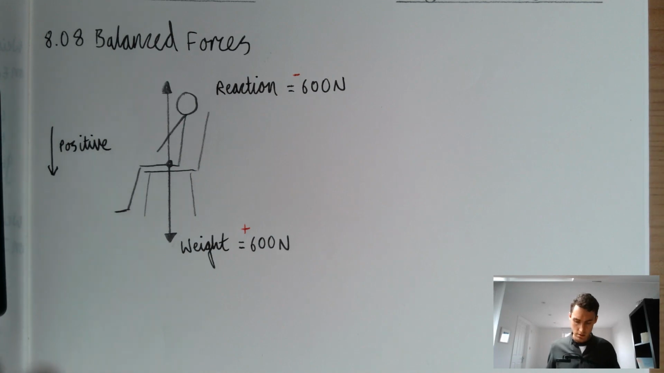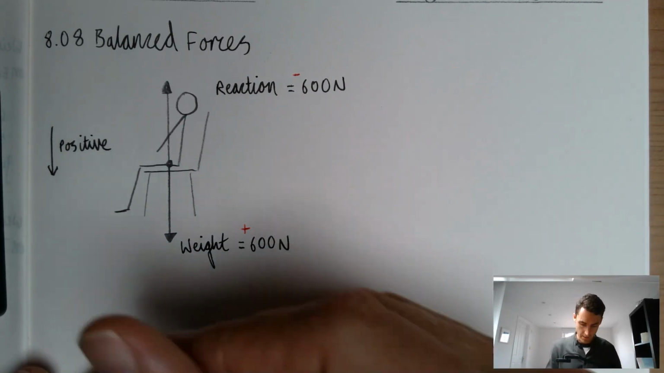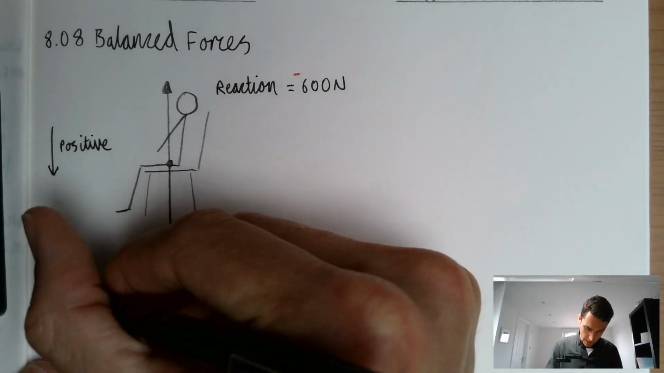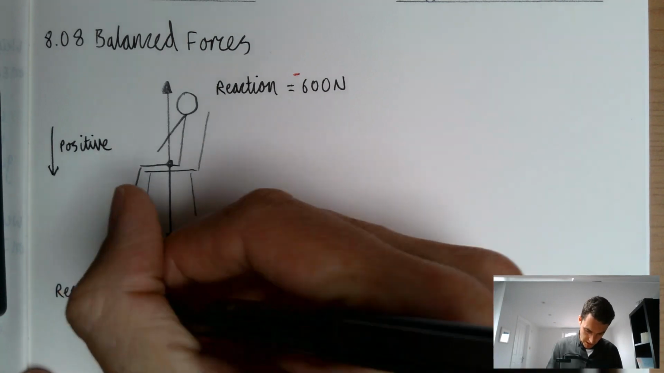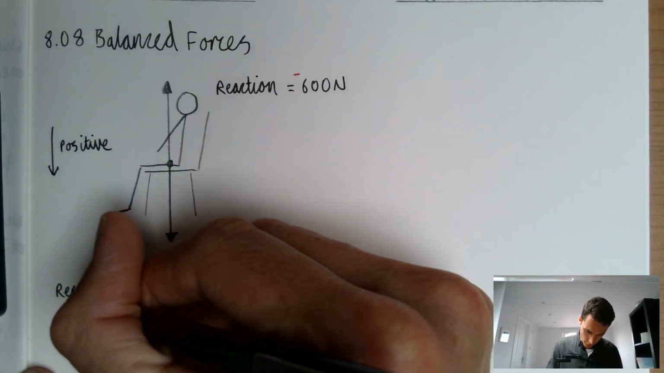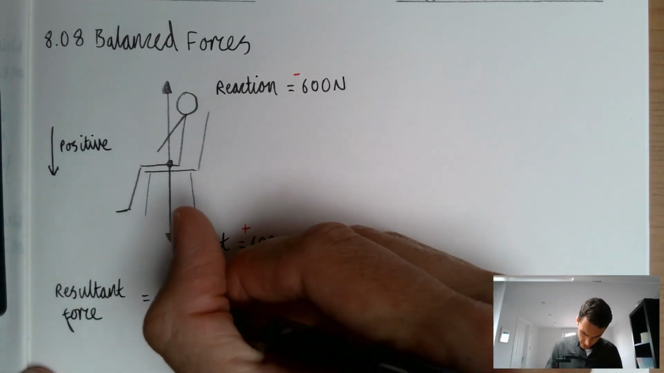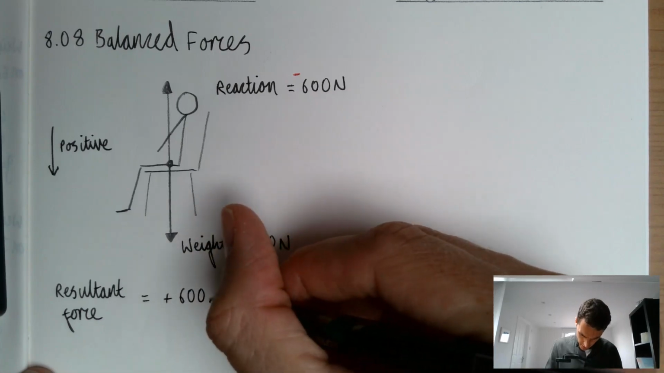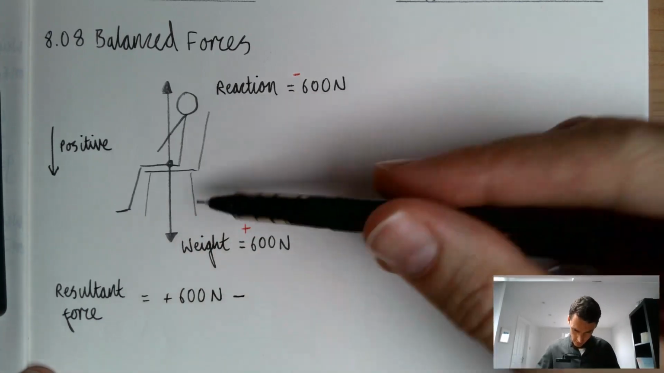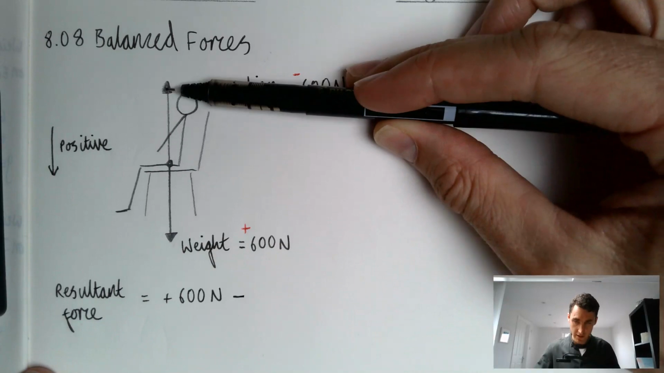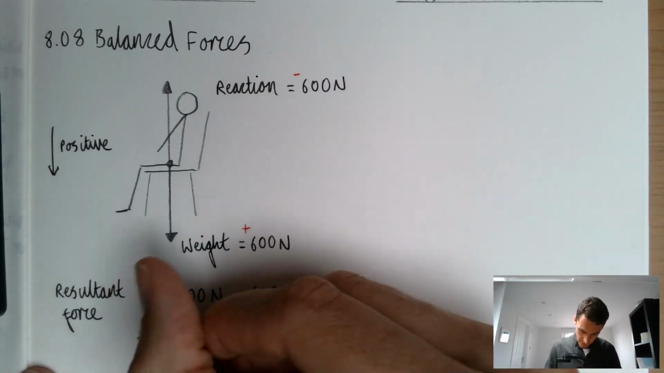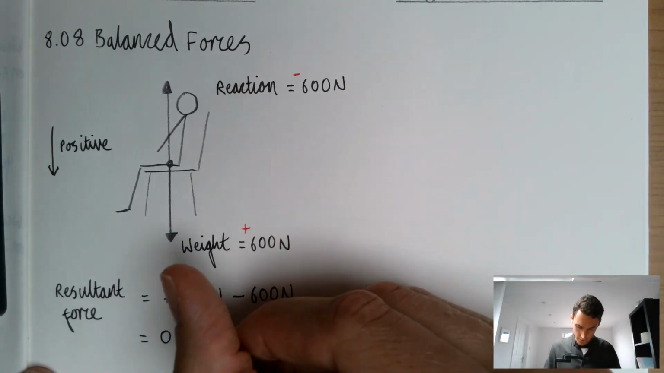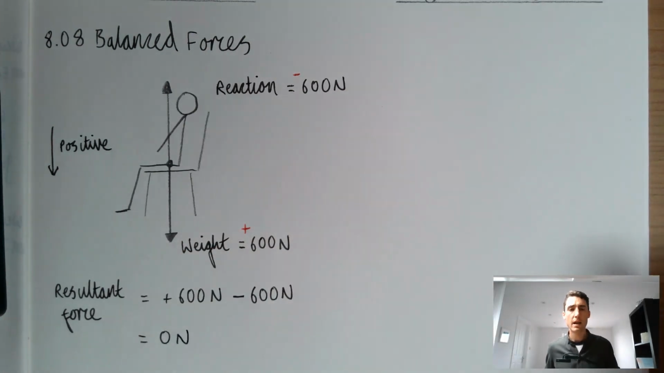And what that means is that the overall force here, and I can just call it overall force, or if you want to introduce this language, you can even introduce it now, resultant force or overall force, is just plus 600 newtons, because I've got plus in the positive direction, and then that one's in the negative direction, minus 600 newtons, and therefore I have a resultant force of 0 newtons.